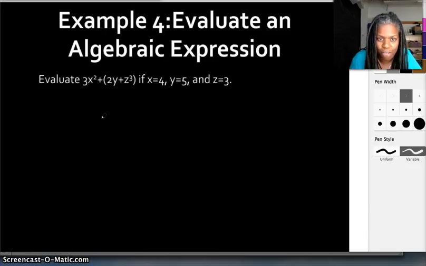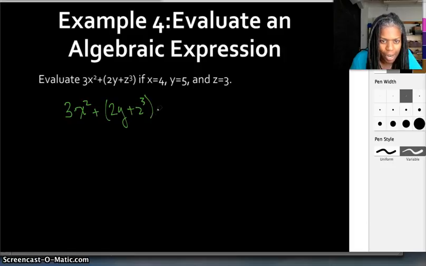Okay, so example 4, evaluate the algebraic expression. So here is an algebraic expression where we've got 3 times x squared plus the quantity of 2y plus z to the third power. They ask us to evaluate this if we are given these values to substitute right in. And what we're going to do is do exactly that. So since x is equal to 4, I'm going to write this as 3 times 4 to the second power plus 2 times y is 5. I'm going to put a 5 right here, plus z. What is z? 3. Okay, 3 to the third power.